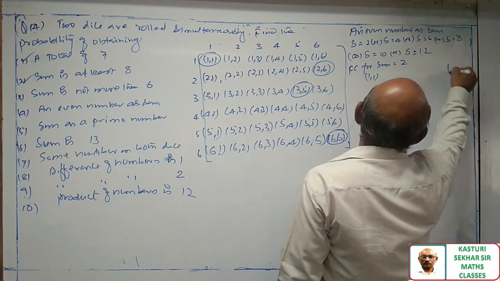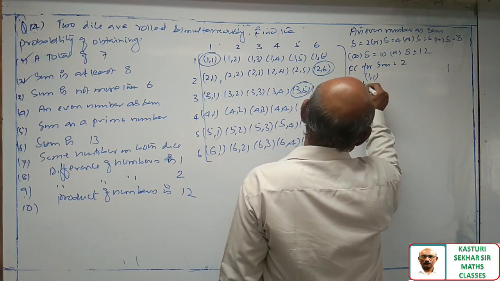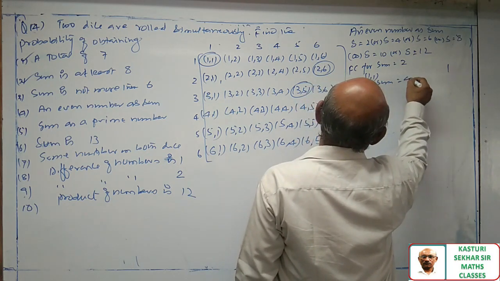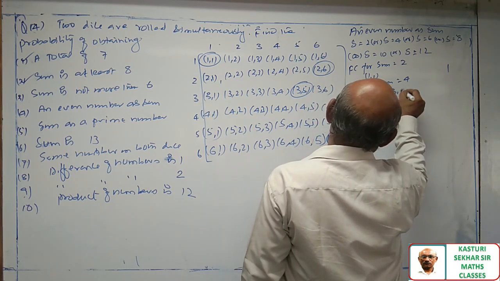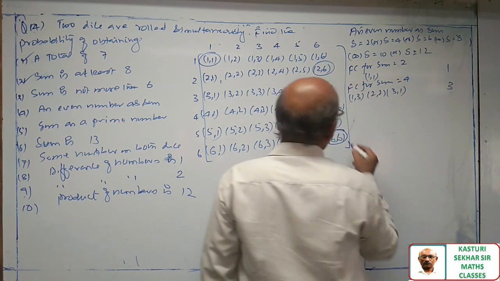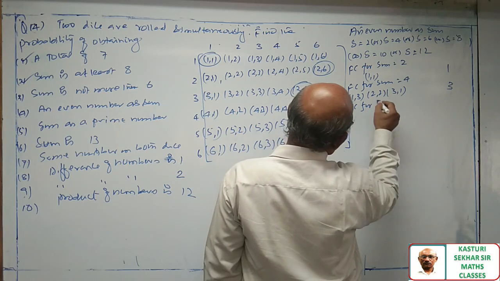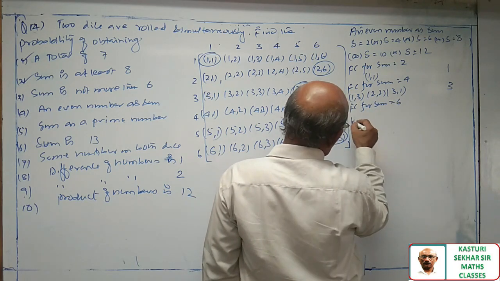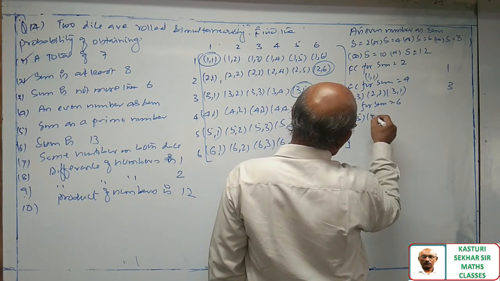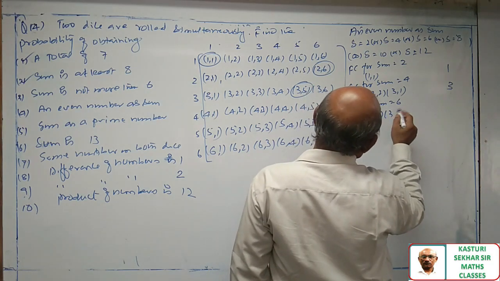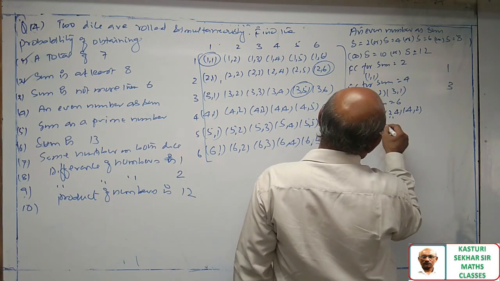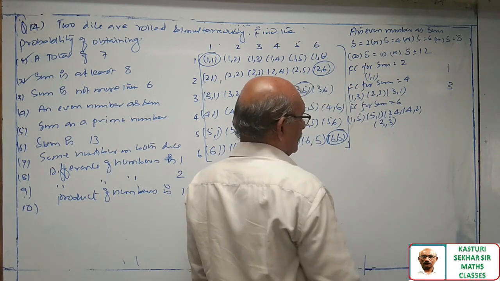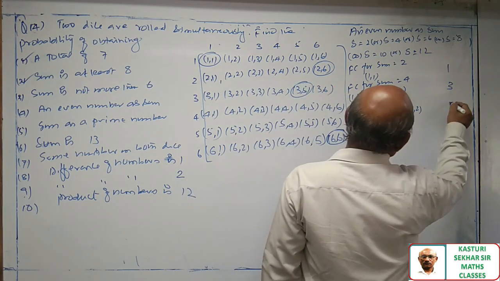1 comma 1 is the only case. Favorable cases for sum is equal to 4: 1 comma 3, 2 comma 2, 3 comma 1, 3 cases. Favorable cases for sum is equal to 6: 1 comma 5, 5 comma 1, 2 comma 4, 4 comma 2, 3 comma 3. 1, 2, 3, 4, 5 cases.